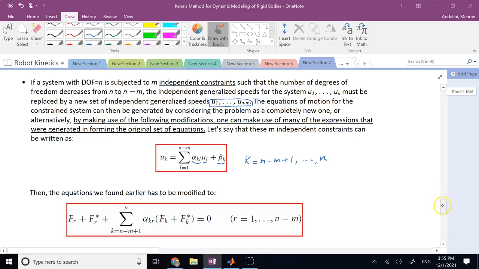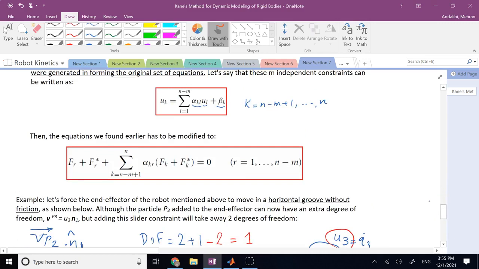then all you need to do to the previous equations of motion that were Fr plus Fr star equal to 0 is now you have to add a summation to it. And the summation is this. K goes from n minus m plus 1 to n, as I said, over those extra or redundant degrees of freedom, of what? Alpha kr, the same alphas that you found, times Fk plus F star k, and then set it equal to 0. The constants beta of those relations do not play any role in the modified equations.